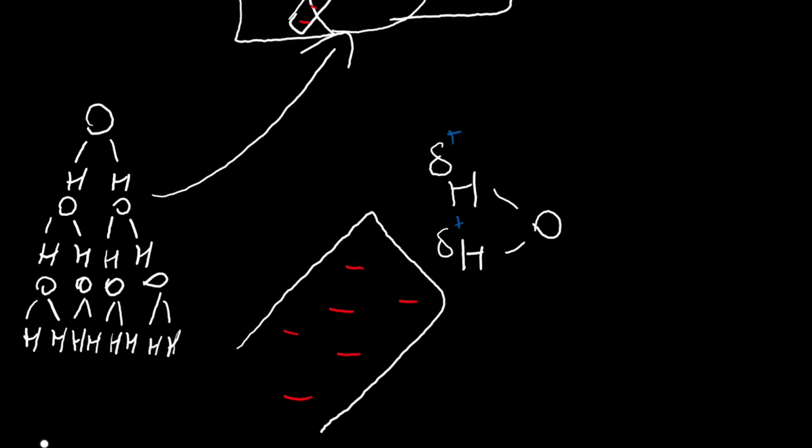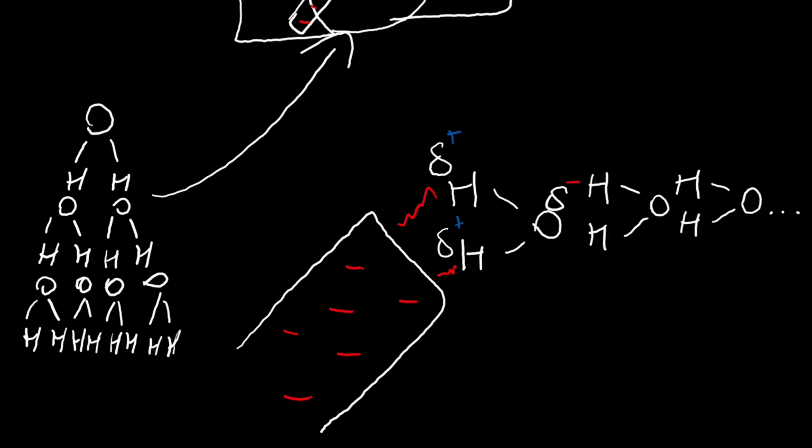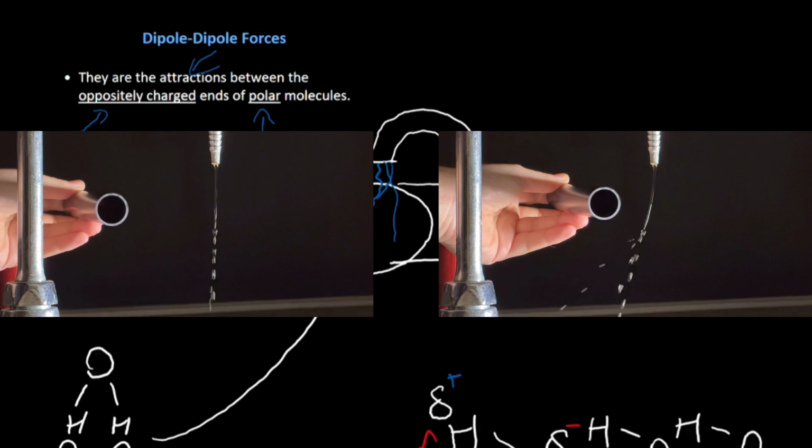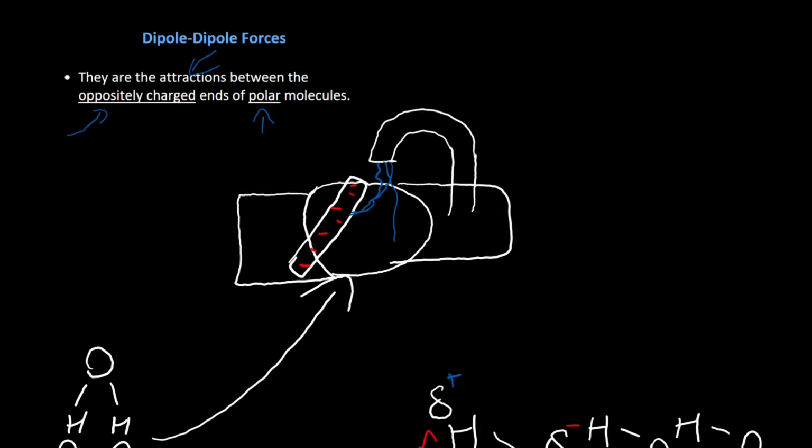If these attractions do occur, then that would open the door to even more attractions. Because with this molecule having its negative polar end facing a positive end of another water molecule, and so on, eventually all these attractions would lead to bending the stream of the water. And this is all due to the dipole-dipole forces. Pretty cool, right?